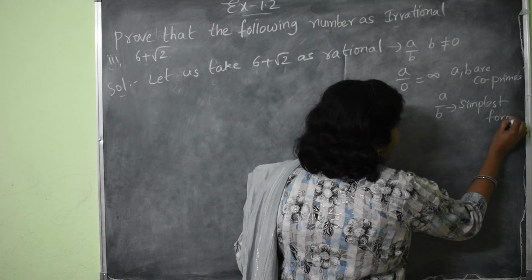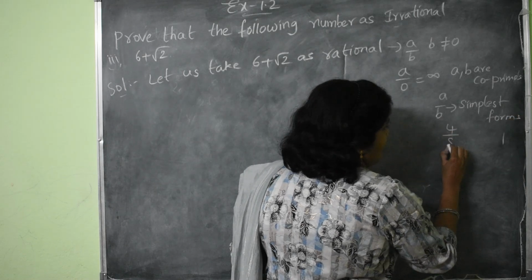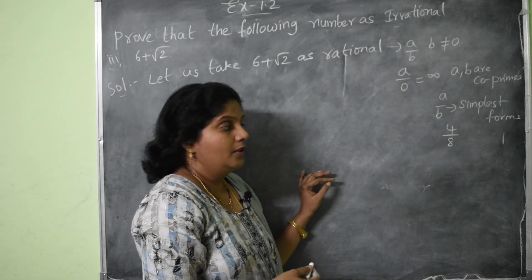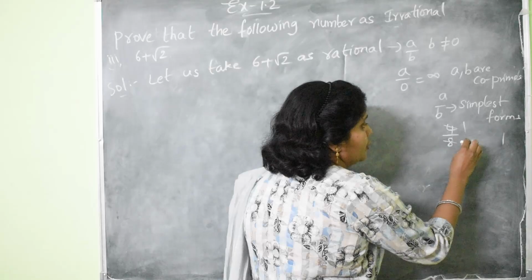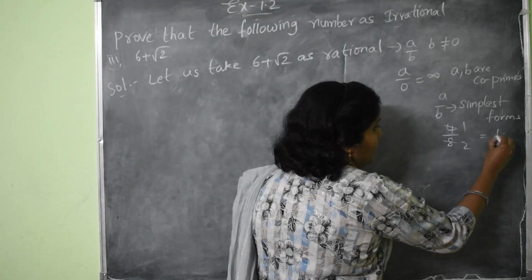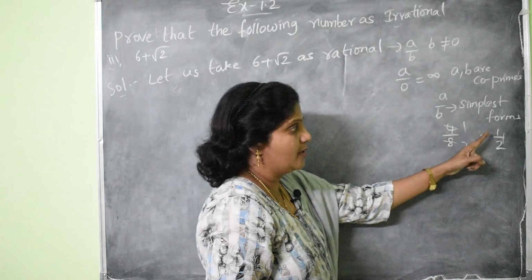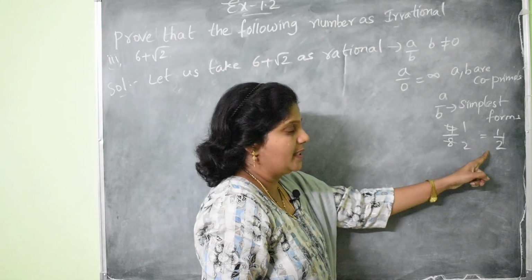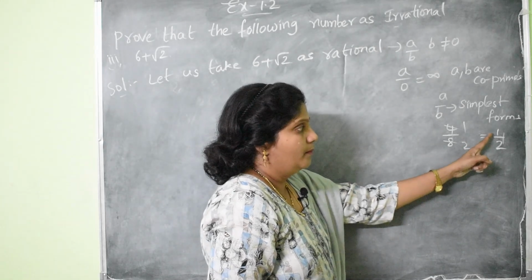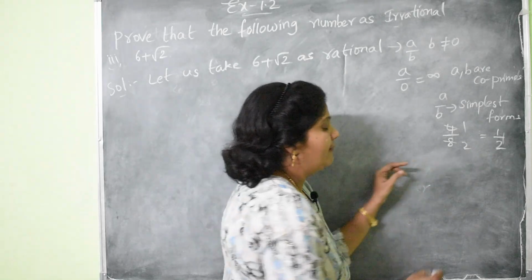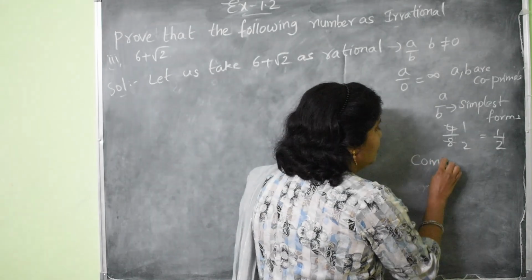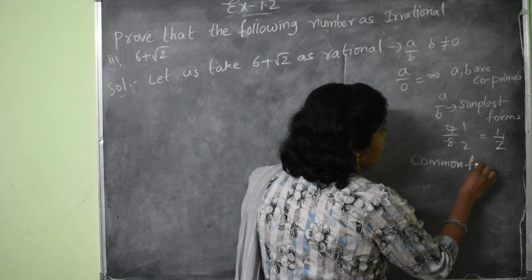Let us take 4 by 8. Is this in the simplest form? No. 4 ones are 4 and 4 twos are 8, so that will become 1 by 2. So 1 by 2 is the simplest form. Here both 1 and 2 have the common factor as 1.